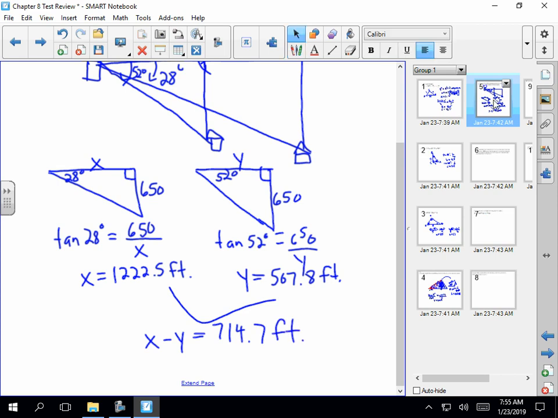So break it up into two right triangles. I think that'll help. Make sure you understand angle of depression. That's it. So number 6.